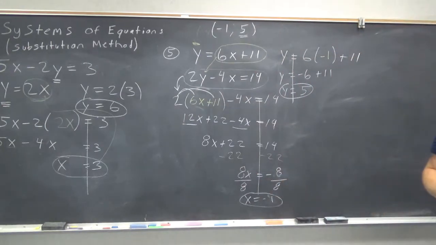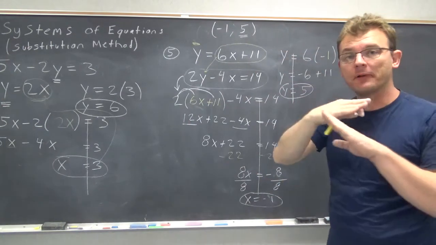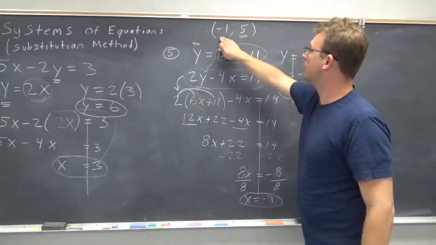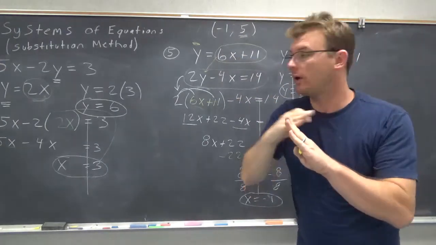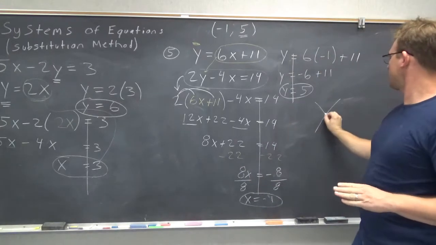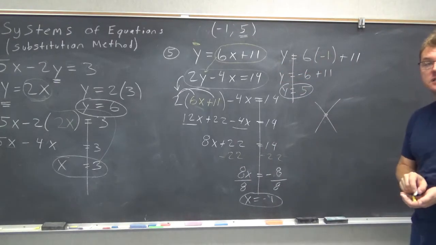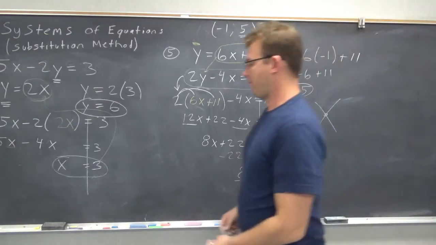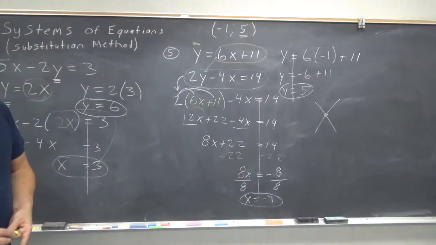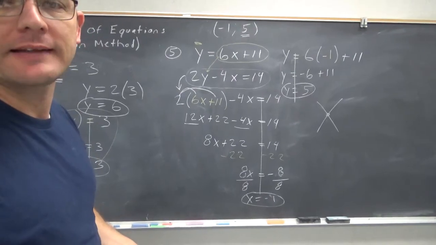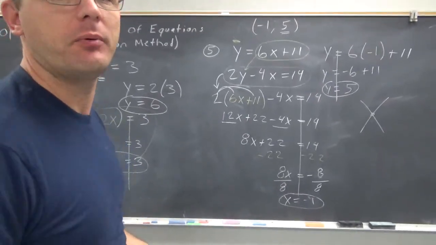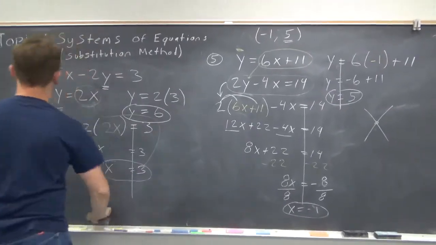So -1, 5 is where these two should come together. -1 and 5 should be the intersection point of these two equations. All right. Let's do one more. I know this is getting long, but at the same time, I want to make sure the point is that you get this.